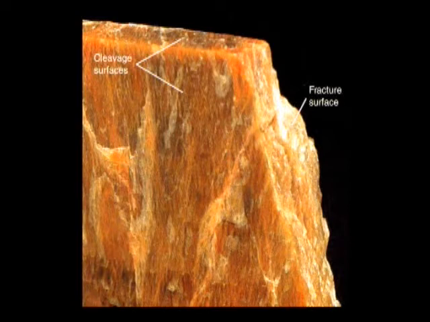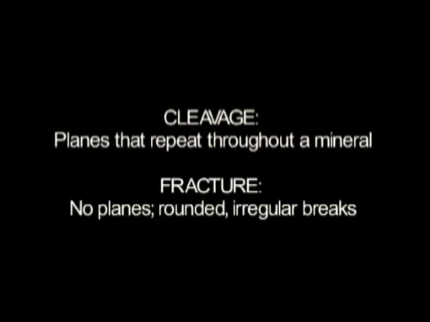The next step in our sequence of figuring out what things are is to look for what is called cleavage in a mineral. Cleavage or fracture, any mineral can have. And what these are planes that are repeating throughout the mineral. That's cleavage. If they have no planes, if you get kind of a rounded shape to the breaks as opposed to a flat shape to the breaks, then it has what's called fracture. So fracture is rounded, cleavage is planar. And these planes must go throughout the mineral.